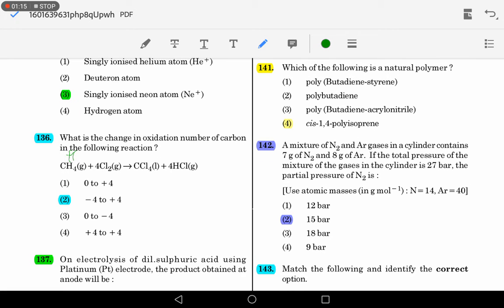Since there are four hydrogen atoms, the oxidation state of carbon is -4, which turns to +4. Since chlorine is highly electronegative compared to carbon, it will have -1 oxidation state, and with 4 chlorine atoms, carbon will get +4 oxidation state. Hence the answer is -4 to +4.